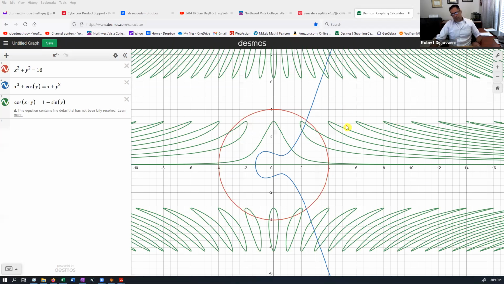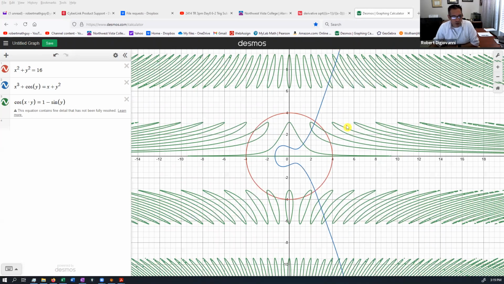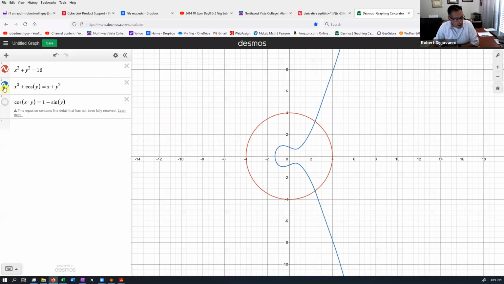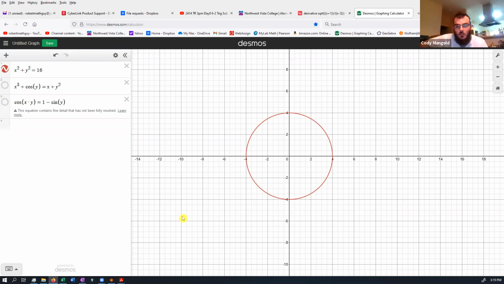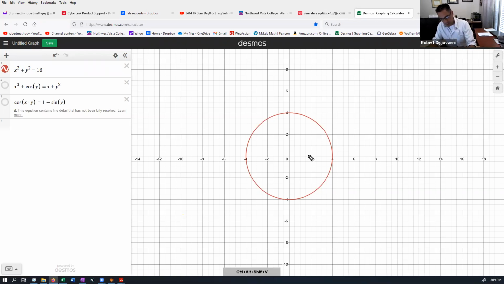Okay. Where do you think I'm headed with all of this? What could we ask about any one of these graphs? Let's start with the circle. What can I ask? Think calculus here. I could ask what the tangent slope is at a certain point, couldn't I? So like if you pick me an x value, let's just say 2, okay? What's the slope of the tangent line at 2?